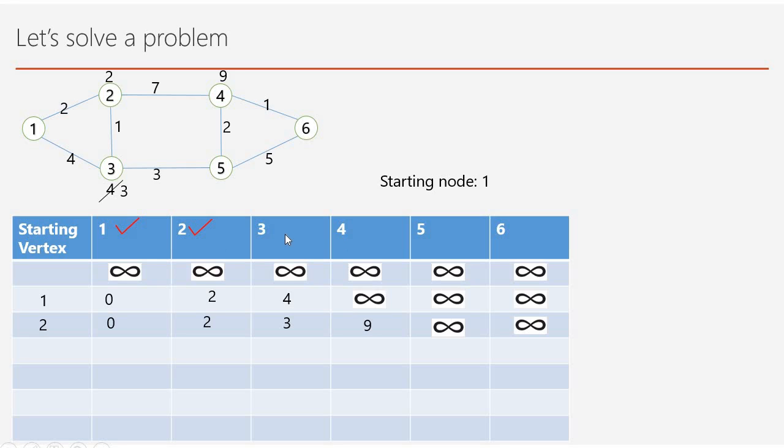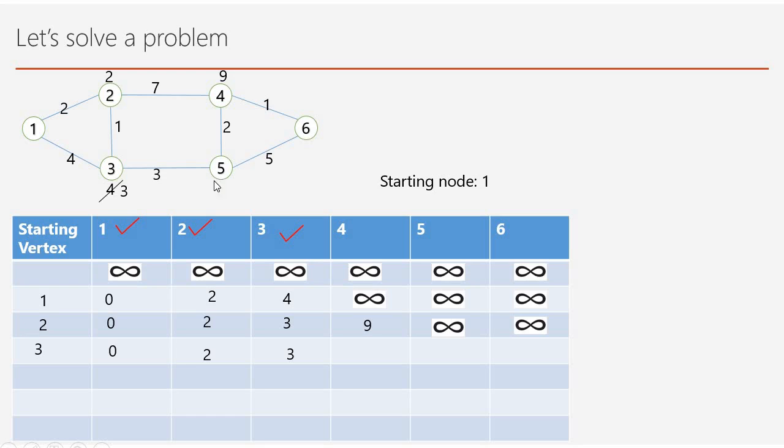Remaining are node 3, node 4, node 5, node 6. Among these, the node with the minimum distance is 3 and the value is 3. So now select the third node. And now since nodes 1, 2, 3 are already visited, their values would remain the same. Now from 3, the adjacent nodes are 1, 2, which are already visited. The 5th node is not visited.